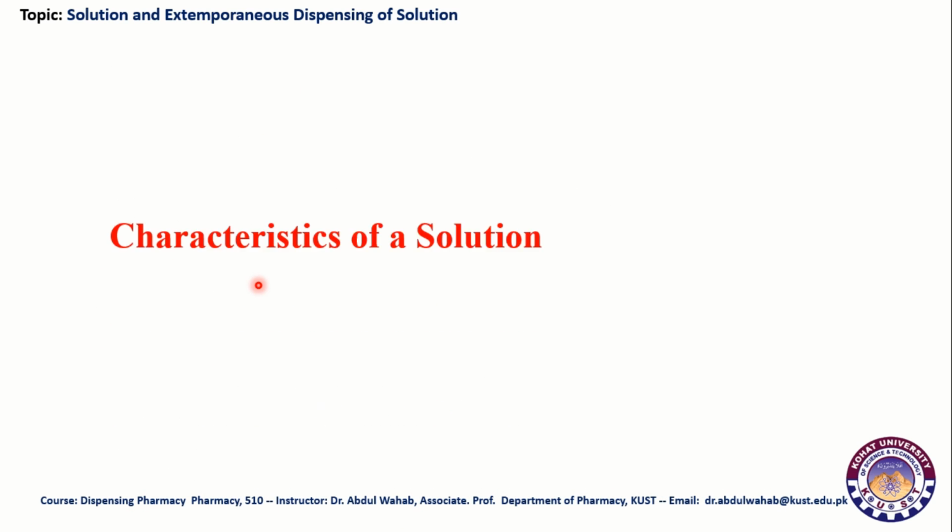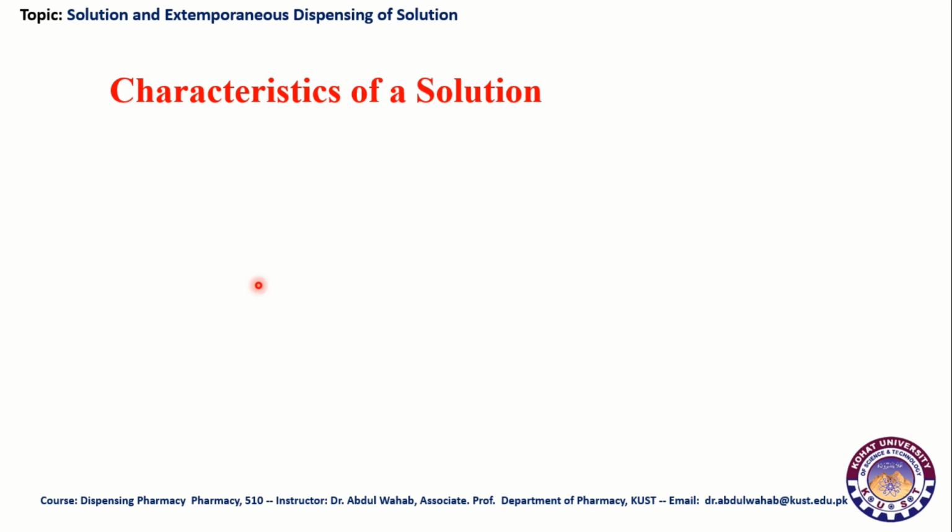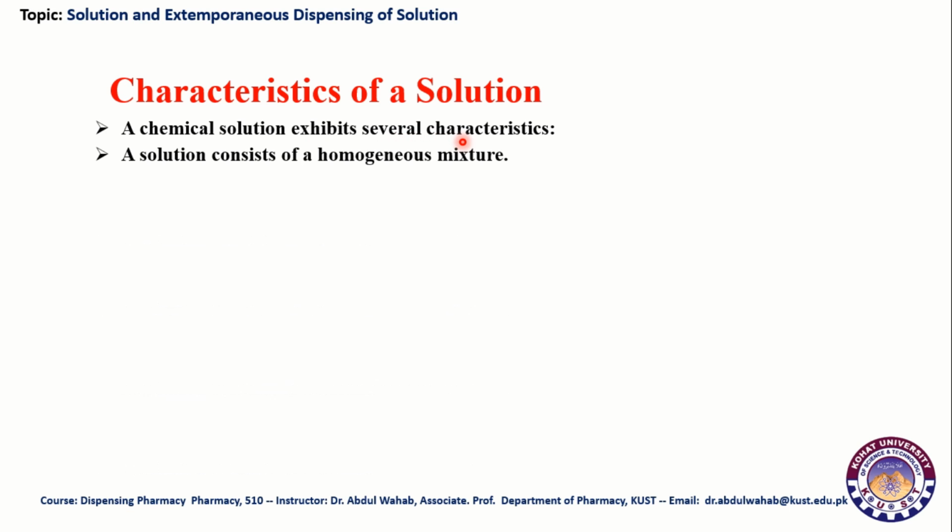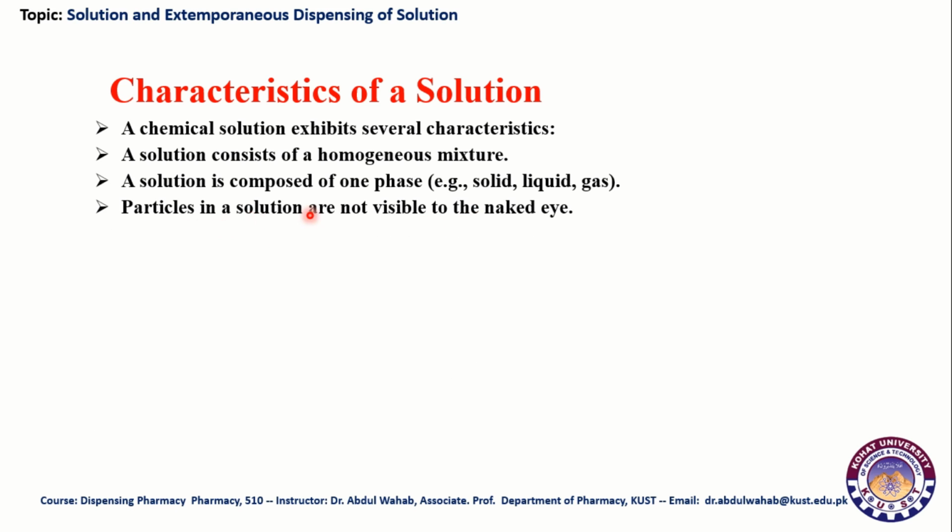So, characteristics of a solution. A chemical solution exhibits several characteristics. A solution consists of a homogeneous mixture. A solution is composed of one phase, for example solid, liquid, gas. Similarly, particles in a solution are not visible to the naked eye. It is a characteristic of solution that the particles in a solution are not visible to the naked eye.